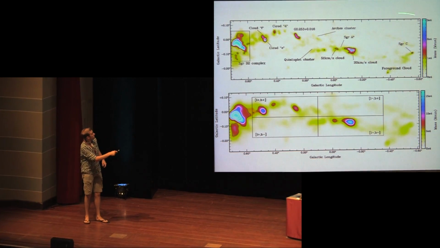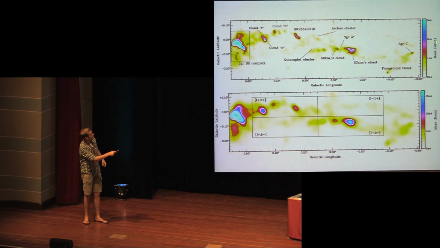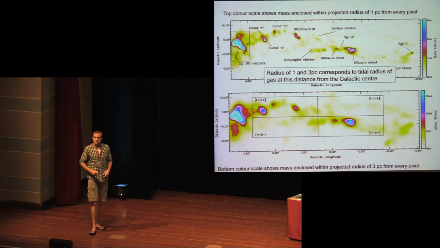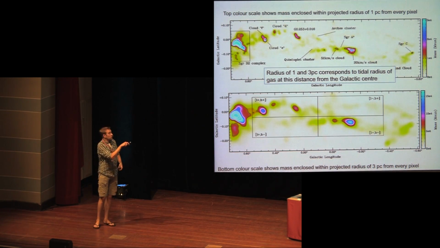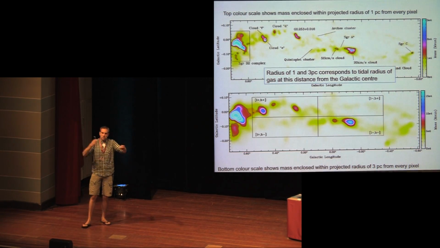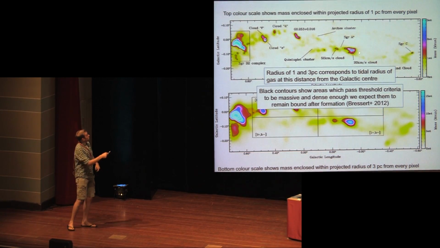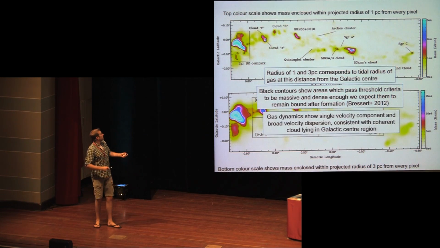So this is just done with 2 different apertures. The color scale is shown here. This is the mass in solar masses enclosed, at 2 different radii. This is for a radius of 1 parsec, and this is a radius of 3 parsecs. The reason why we chose those is because that's related to the tidal radius, because we're very close to the galactic center. So this gives you some idea of its size scale; much larger than that, the gas starts getting shredded apart. Okay, and the black contours show areas which pass this threshold criteria.